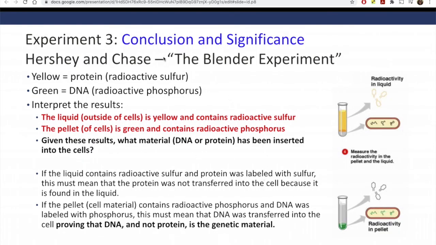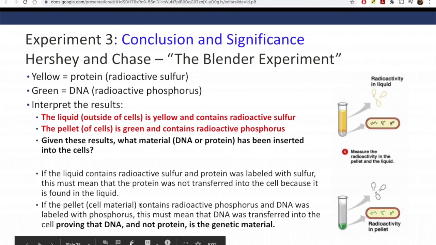All right, so if you need help writing down the conclusion and significance, here are some tips. So again, the end results showed that the protein in this picture is different than the one in your notes. I apologize. In the first trial, they realized that the radioactive sulfur was found in the liquid, whereas the pellet, which contained the cell parts, did not contain any sulfur. And so therefore, if the sulfur is up here, the proteins are up here, the protein was not injected into the bacterial cells. In comparison, in their second trial, we found that the radioactive phosphorus was injected into the cells. So the phosphorus was injected into the cells, and so therefore that must mean that was DNA.